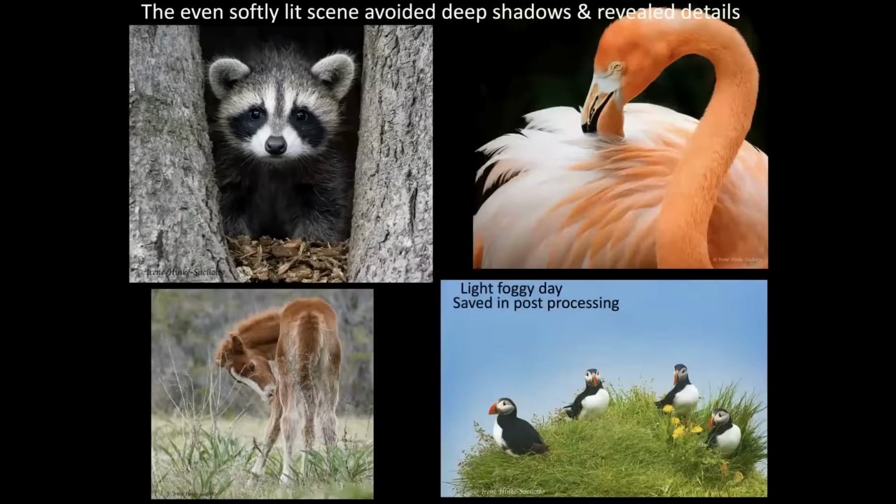The little raccoon there worked really well with soft light because the tree around him, that hole where he was living, wasn't bright and distracting away from his face. He just leaned out enough to get some light on his face.